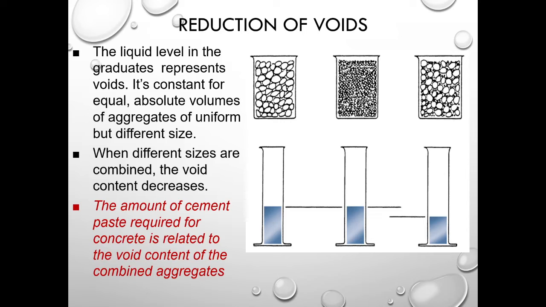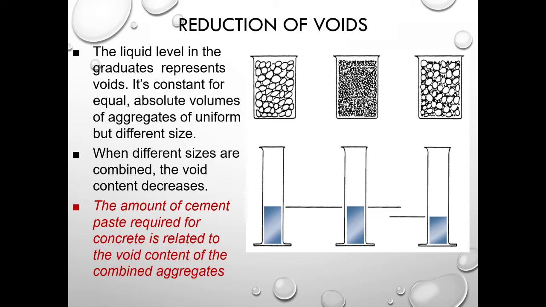If you look at the two beakers, the aggregates are different in size, but each one is uniform. So in beaker number 1, we have coarse aggregate, uniform in size. In the middle beaker, we have finer aggregate, but each particle is also uniform in size with one another. So the volume of voids would be consistent. You can see by the level of water in the slides that they're level. In other words, you have the same volume of voids.